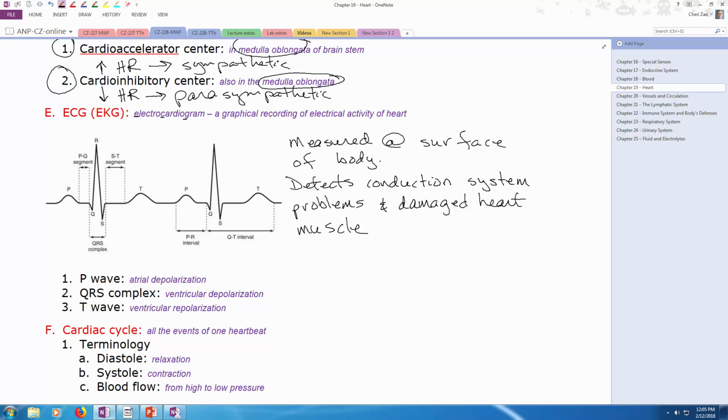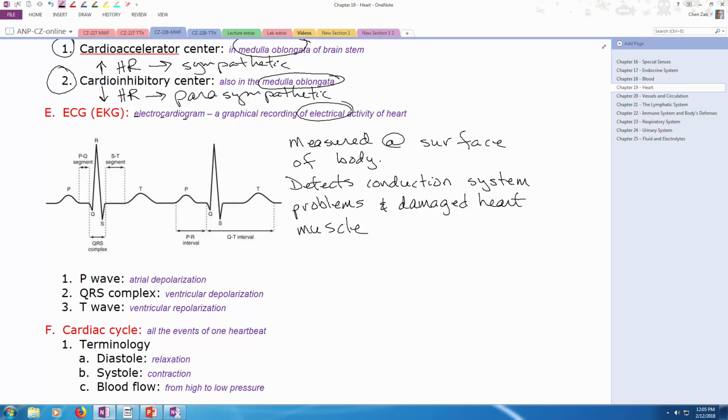So it is a graphical recording of the electrical activity of the heart. So it's of depolarizations and repolarizations is what it's actually telling you, because that's what the electrical activity of the heart is, the nodal system as well as the heart muscle cells themselves, because we took a look at heart muscle depolarization and repolarization when it looked kind of blocky.